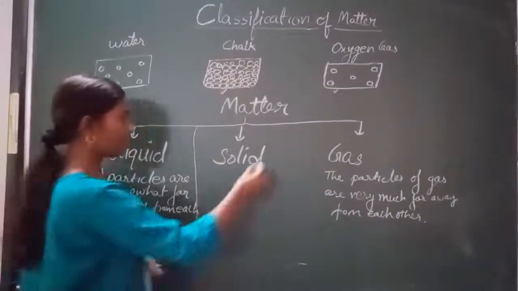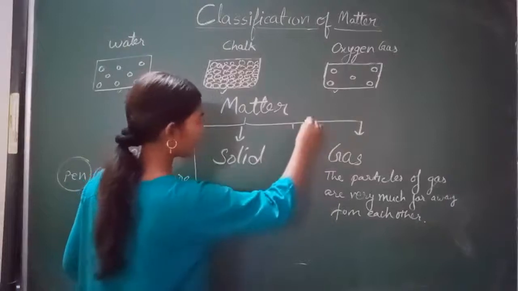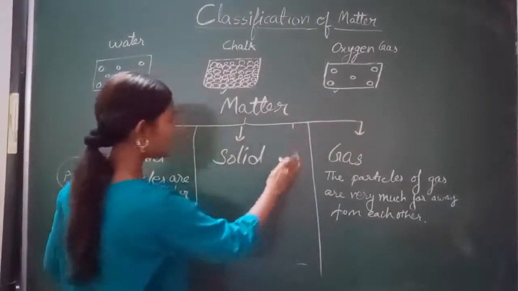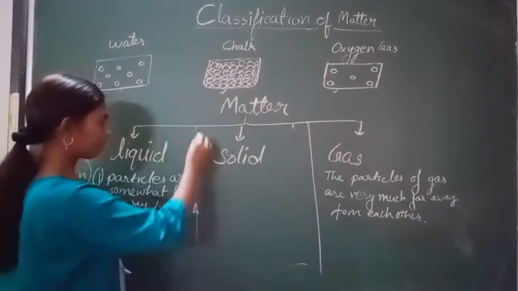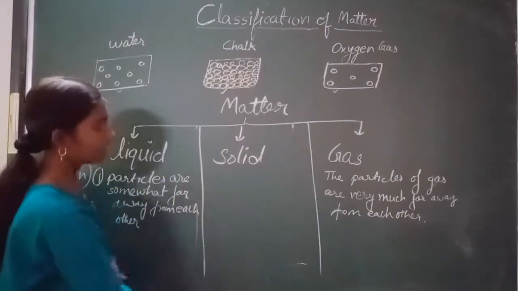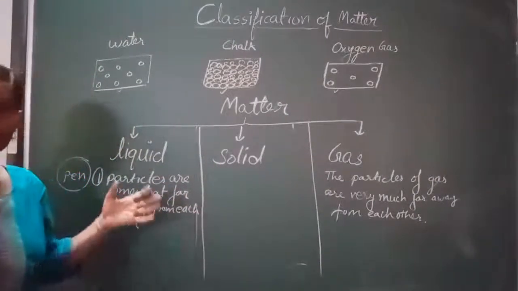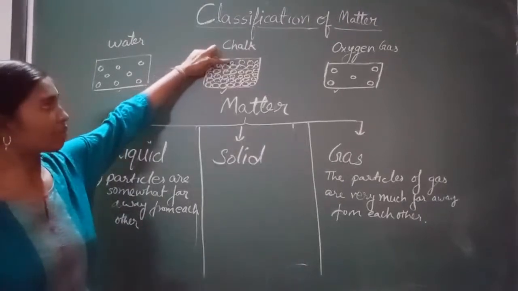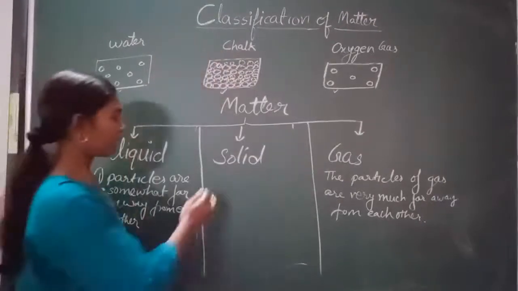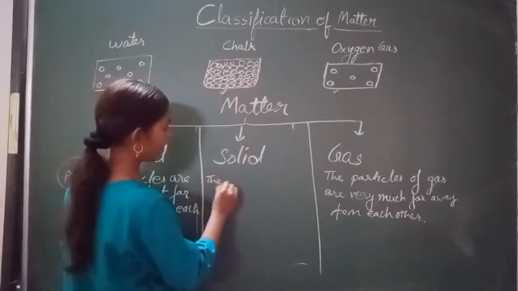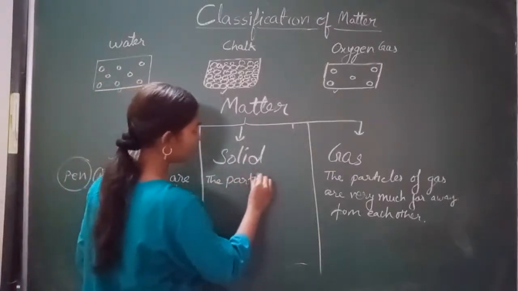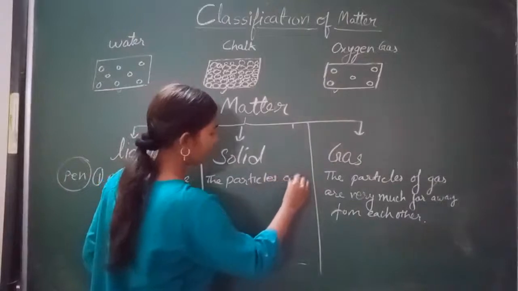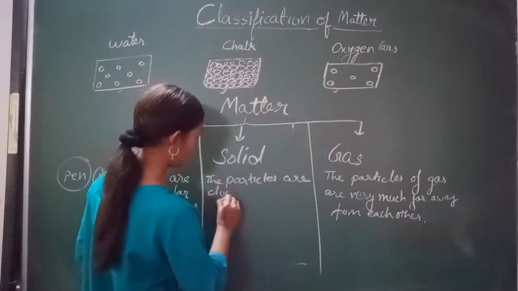Similarly, what about this solid? For solids, we can say the molecules or particles are very closely packed. From this picture, it is clear that these molecules are very close to each other. They are not far away. So we can say the particles are closely packed.